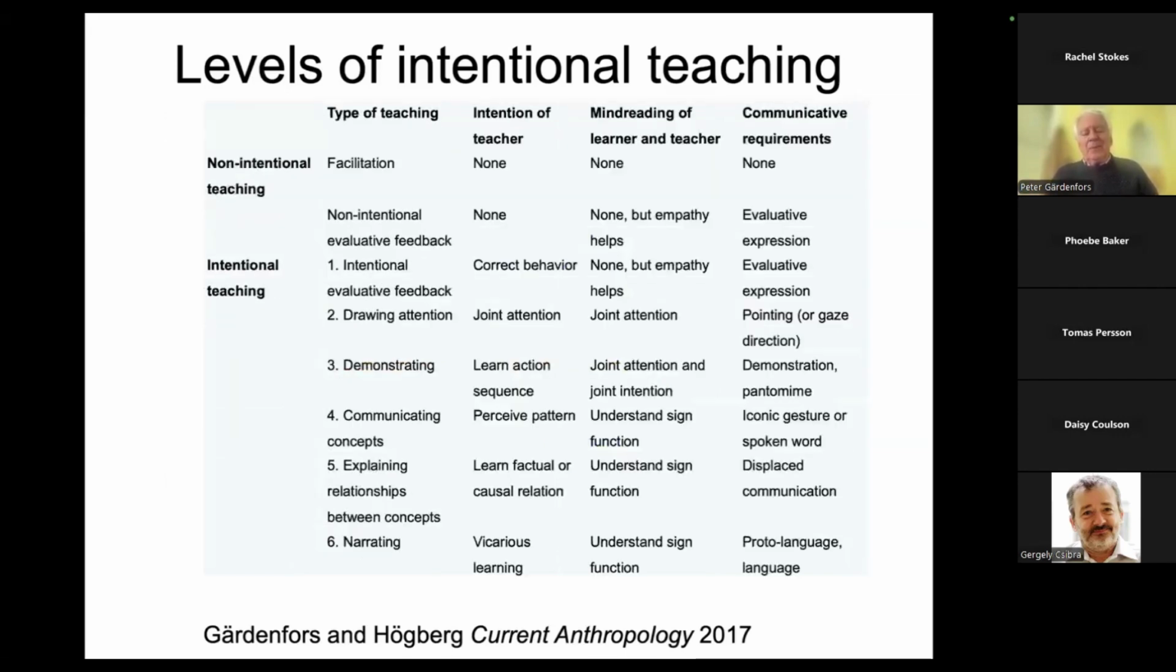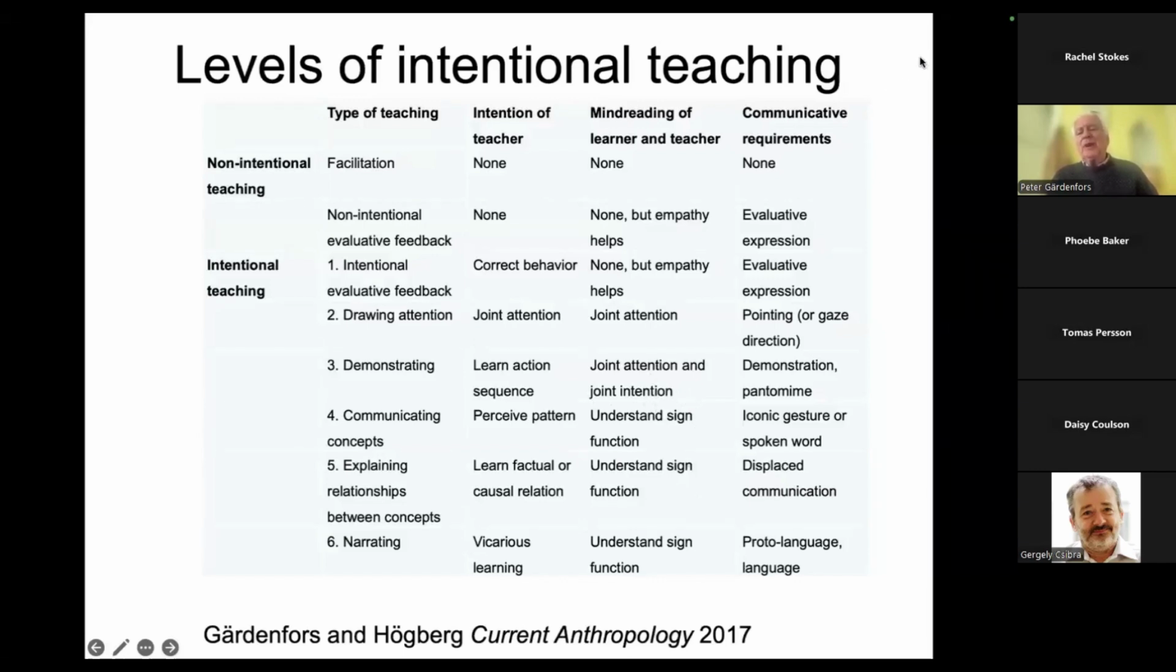Now, in the paper, we analyzed a lot of things. We looked at the intention of the teacher. When it's in the early stages, there is no intention. Evaluative feedback is to correct behavior, and you need joint attention, and you need a lot of things. I'm not going to go through this table, but I just want to show you that we have done a study of what's needed for the different kinds of teaching here. And then there are kinds of mind reading. So you need joint attention, and you need joint intention when you're demonstrating. And I'll get back to what I mean by understanding sign function here.